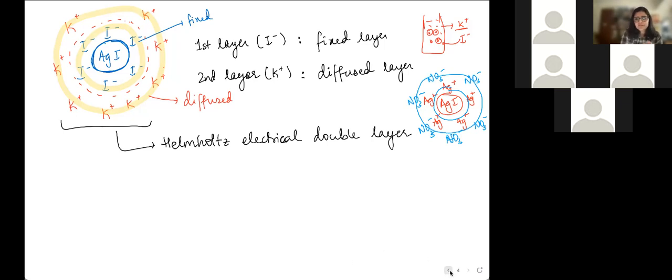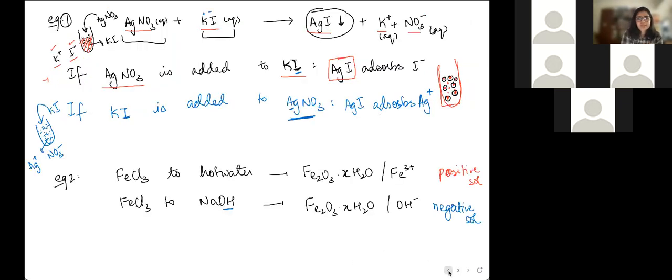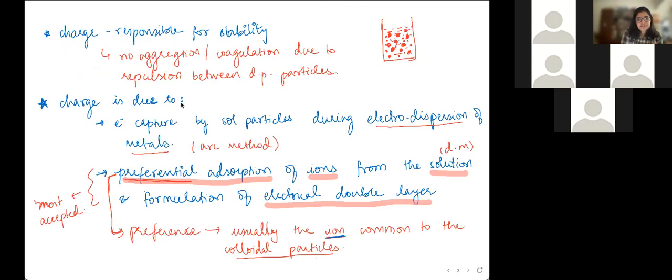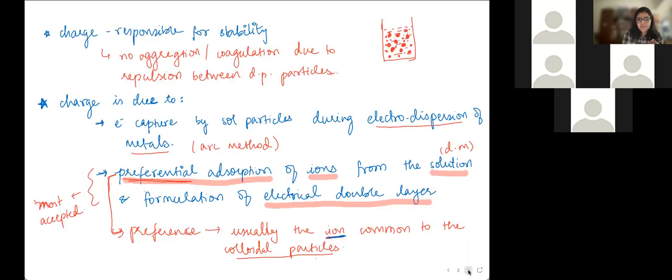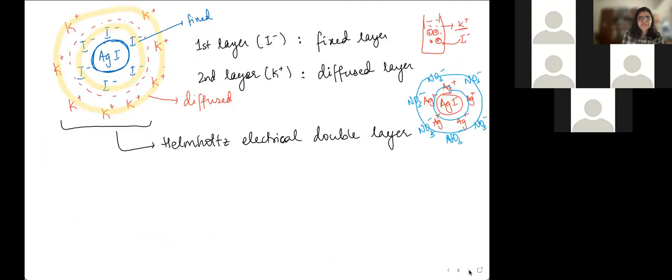Simple. If I had to summarize the story, colloids are always charged. They are charged particles. It's the charge that gives them stability, because like charges repel. Now, when they are in a solution, opposite charges attract. So you have a charged colloidal particle, and it attracts oppositely charged particles, which ends up forming a double layer of electric charges. So it's an electrical double layer.